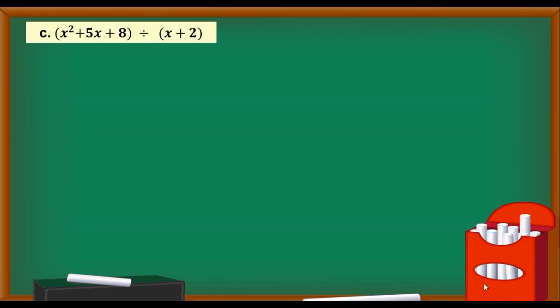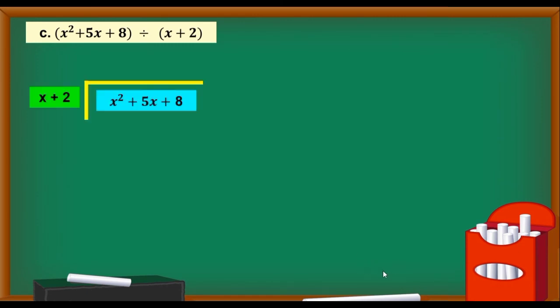So, let us have another example. So, x squared plus 5x plus 8 divided by x plus 2. So, again, nasa loob po yung x squared plus 5x plus 8 kasi siya po ang ating dividend. Then, nasa labas naman po yung x plus 2 dahil siya po ang ating divisor. So, yung first term, i-divide natin sa first term. So, x squared divided by x. So, ang sagot po ay x. Kasi kakancel po yung 2 minus 1, kaya naging x raised to 1.